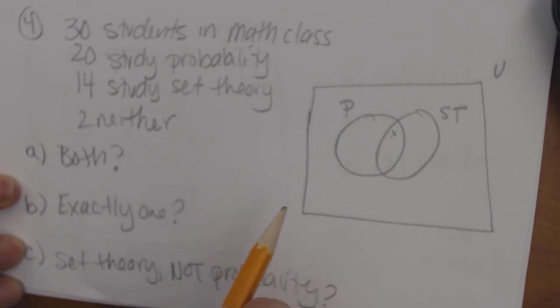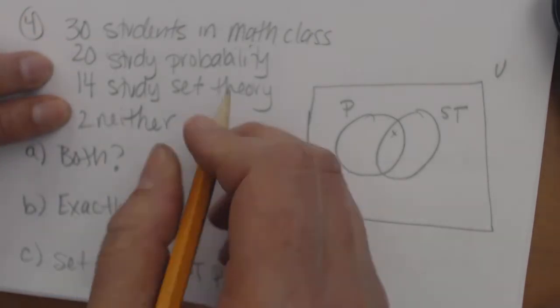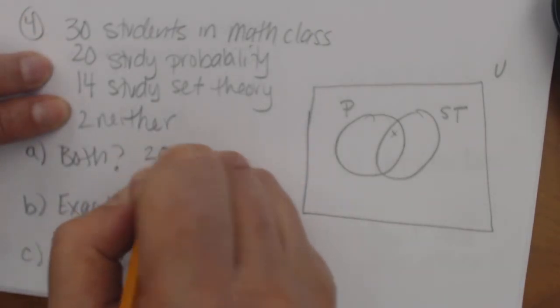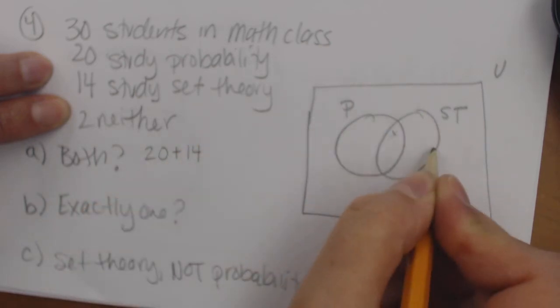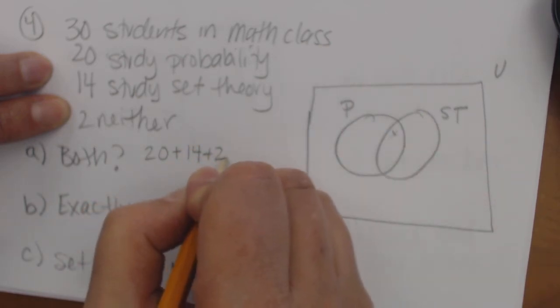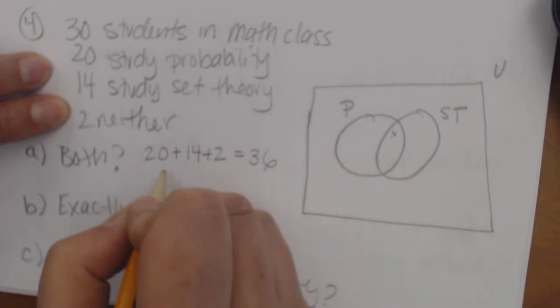So we did go over this in class. I showed you the set theory way. Of course, there is the easier way where we can just add up the probability circle, 20, add up the set theory circle, 14, so probability, set theory, and add my neither, which is 2. I add that up and I get 36.